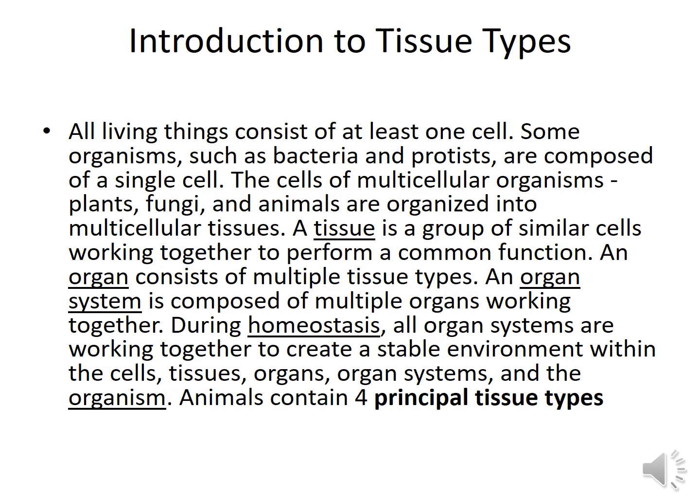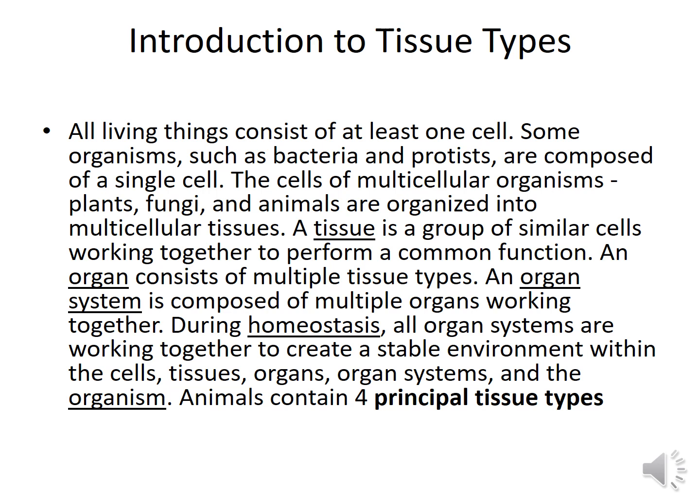All living things consist of at least one cell. Some organisms, such as bacteria and protists, are composed of a single cell. The cells of multicellular organisms, this includes plants, fungi, and animals, are organized into multicellular tissues. A tissue is a group of similar cells working together to perform a common function.